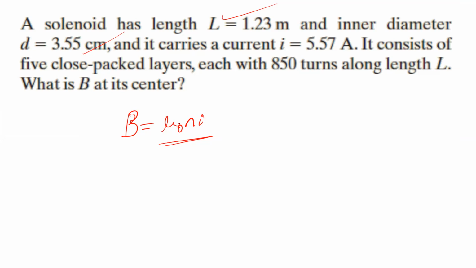But outside, if we consider a solenoid, it will be zero, which is a bit opposite. I will tell you in the next class. So at an outside point it is zero, whereas at an inside point in the solenoid we can find it out by putting this formula. So mu 0 is equal to 4 pi into 10 to the power minus 7, 850 turns, given here, into the current flowing, 5.57 ampere.